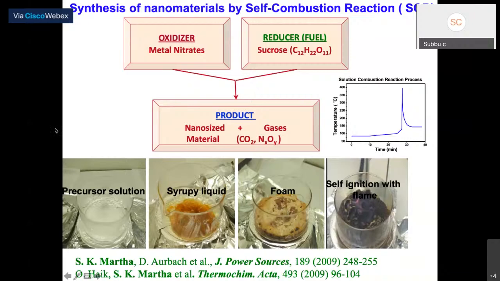Then here the questions to be asked is, okay, sir, how do I fix this one? How much metal nitrate I have to take? How much, say, sucrose I have to take? Okay, how do I understand the theory? It appears very simple. I can do it tomorrow. But how do I do this one?